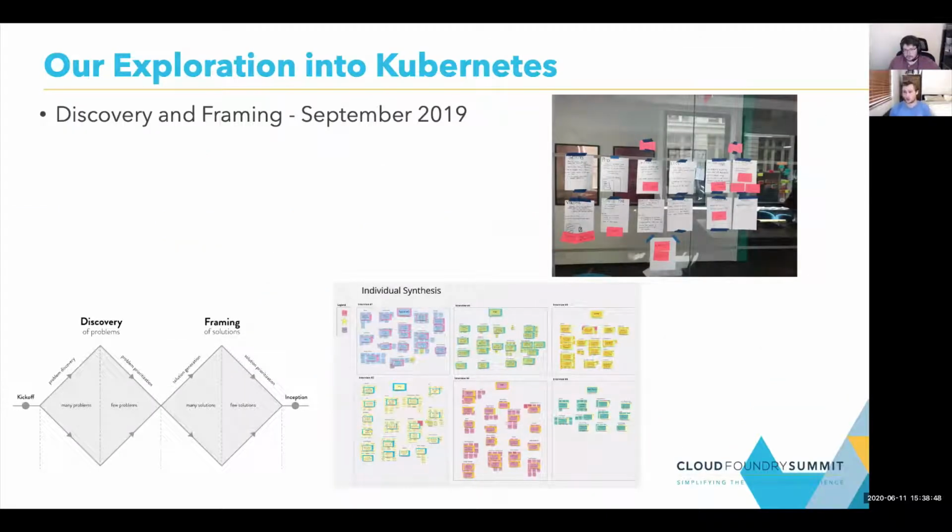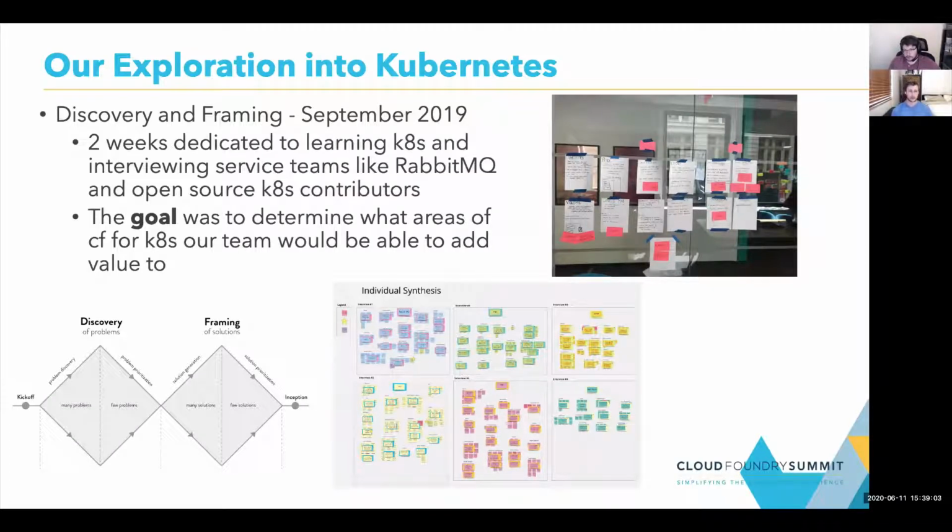So when the CF for k8s project was first kicking off, we were in a state where much of the team wasn't super familiar with Kubernetes itself. So we figured what better thing to do than do a discovery and framing. Based on that, we were setting out to do 2 weeks dedicated just to learning Kubernetes itself and seeing what credential primitives are in the platform, what things are necessary.